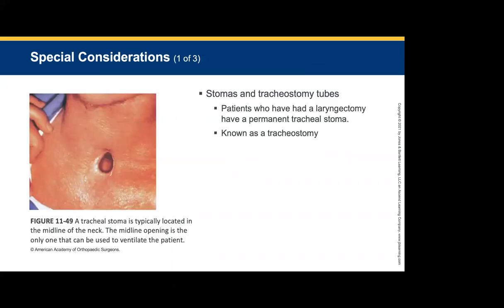So here is your stomas and your tracheostomy tubes. If they were to remove them, that's what they look like. It's a hole. They get nasty too, if they're not well taken care of or they're fresh. I've had to suction out of them.